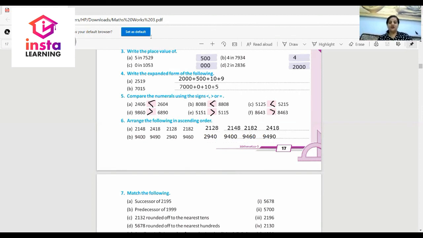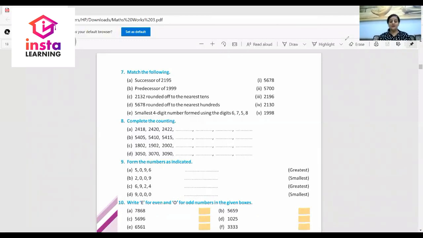We have done ascending order too, and in our chapter we have done ascending and descending. Descending is nothing but the opposite of that. Now students, we will match the following. Successor of 2195 should be 96, so we are going to match it with 2196. Next is predecessor of 1999. Predecessor is less, that is 1998.